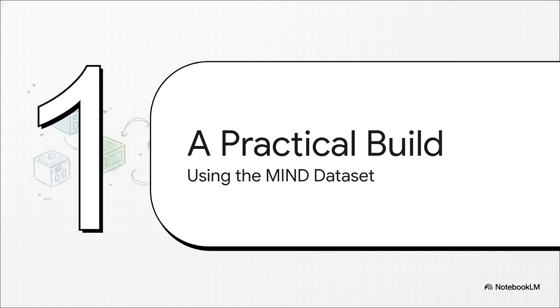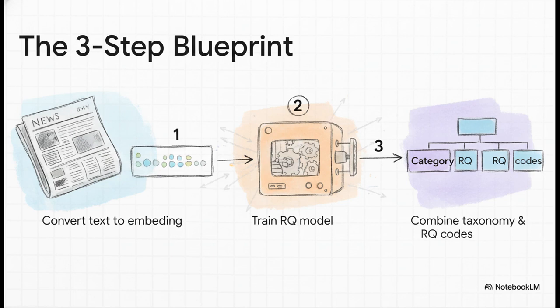Okay, enough theory. Let's make this real. We are going to walk through how to actually build this system from the ground up using the MIND news dataset. It's the perfect real-world test for our blueprint. If you're a Python developer, you can think of this whole thing as a simple three-step recipe. First, we turn words into numbers. We'll use a pre-trained model like SentenceBERT to create a vector embedding for every article.